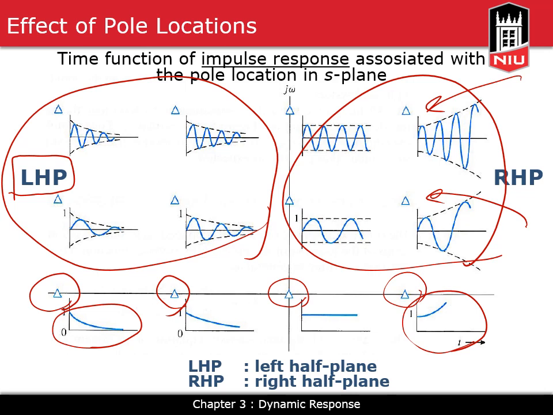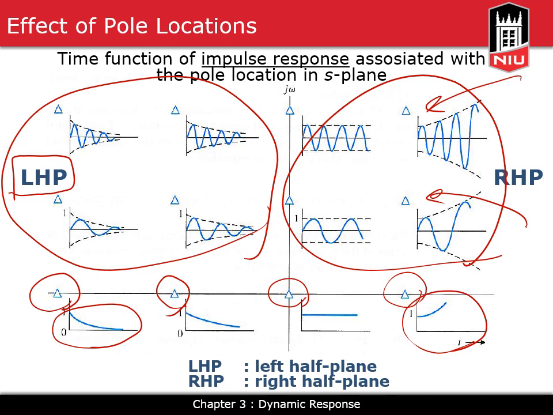So that tells you if the poles are on the real axis, pure exponentials with no oscillations. If the poles are complex, having imaginary parts, you will see oscillations. If the poles are on the right half plane, unstable response. If the poles are on the left half plane, stable or converging response.